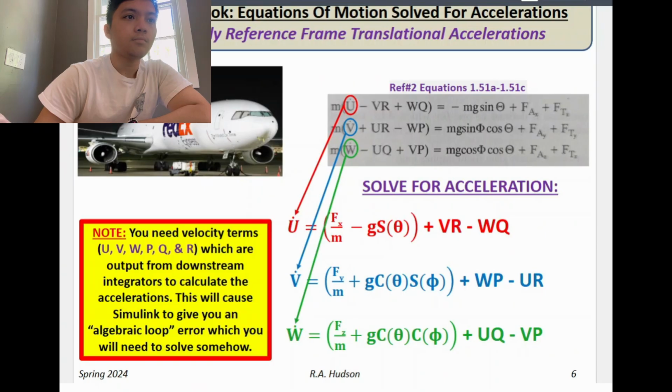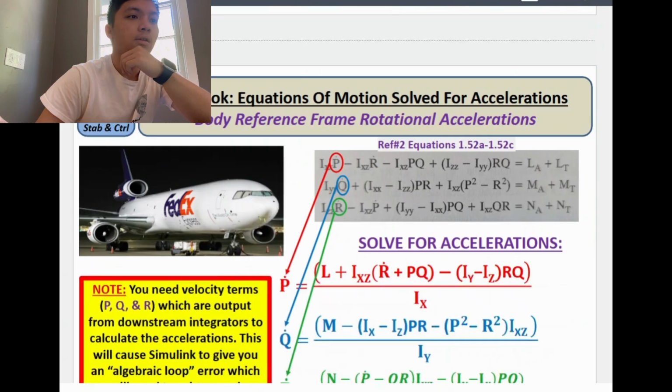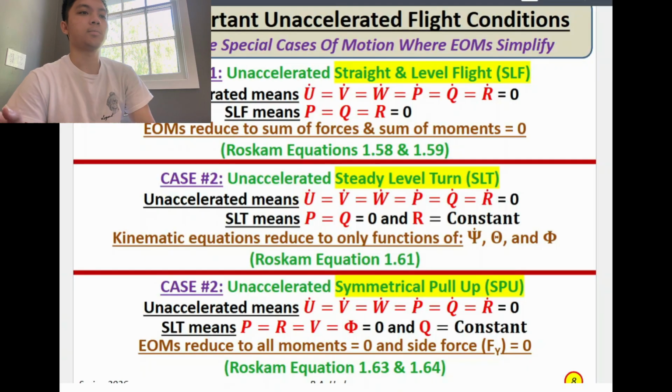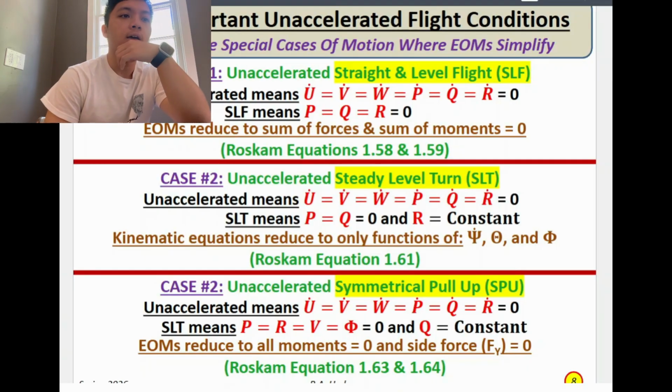So this is how we move from the inertial to the body reference frame. Solve for acceleration this way: u dot, v dot, and w dot, and then these are the three cases for your plane: straight and level flight, steady level turn, and symmetrical pull-up. The value of the acceleration will be different based on your flight condition.